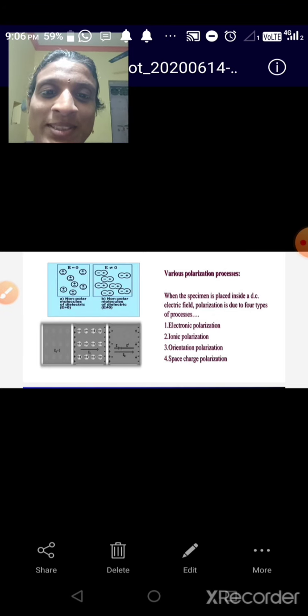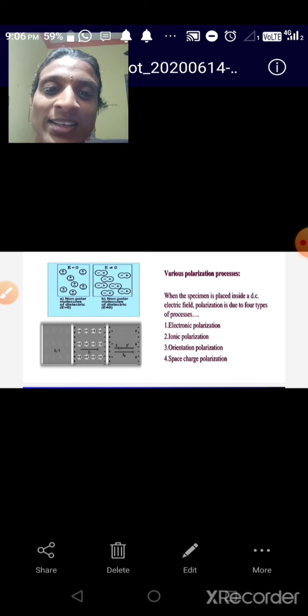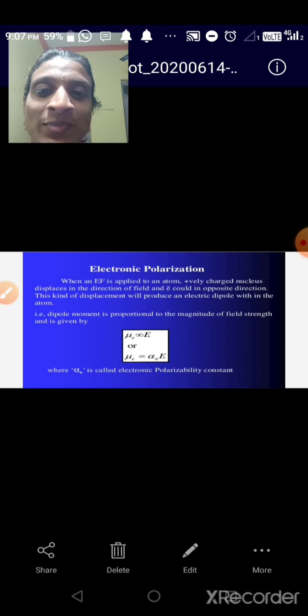The present topic is about various polarizations. When the specimen is placed in a DC electric field, specimen meaning the considered material which is to be polarized, the material will get polarized. If the material is placed in an AC electric field, then the material will undergo electric loss. There are four types of polarizations: electronic polarization, ionic polarization, orientation polarization, and space charge polarization. We consider electronic polarization in atoms, ionic polarization in ions, and orientation polarization in molecules. Let us study one by one.